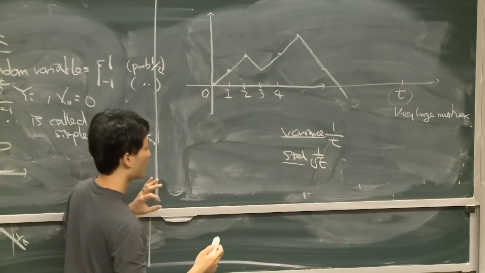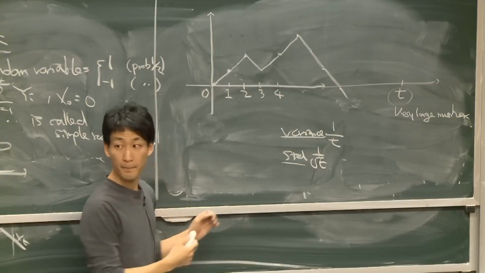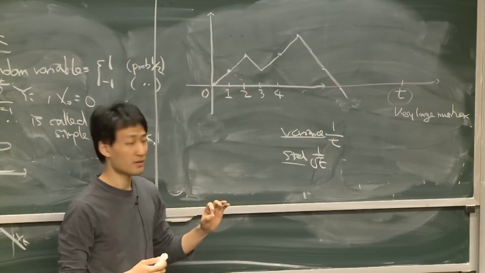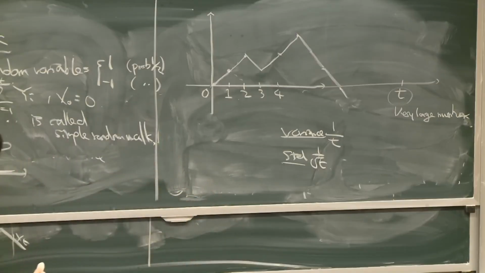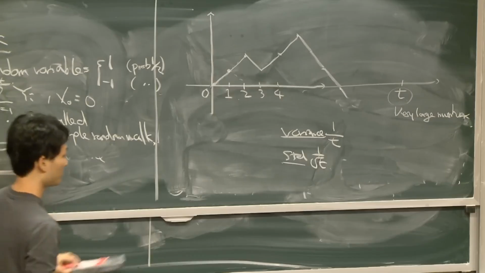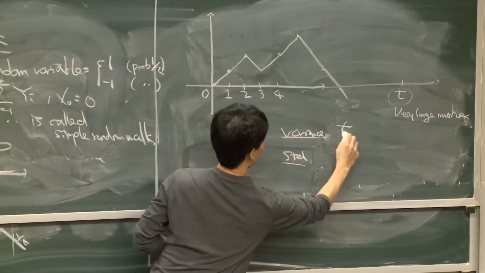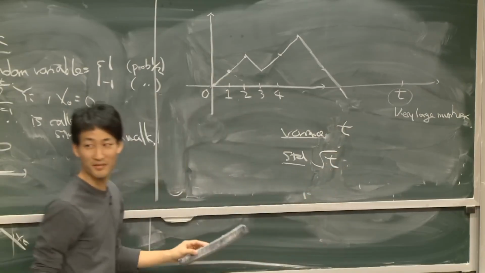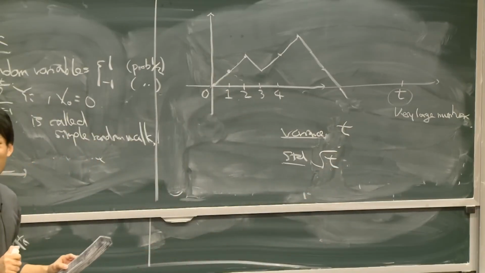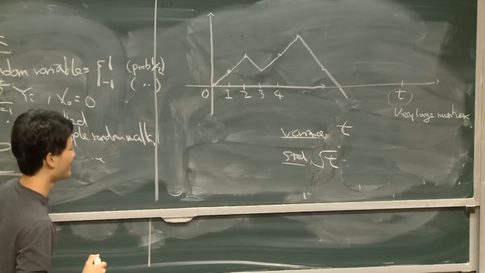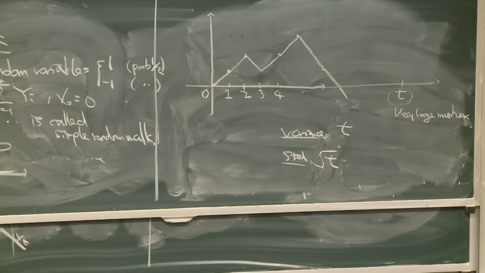What I'm saying is, by central limit theorem, are you looking at the sum, or are you looking at the... I'm looking at the xt. Ah, that's a very good point. t and square root t, very, very different. I was confused. Sorry about that.